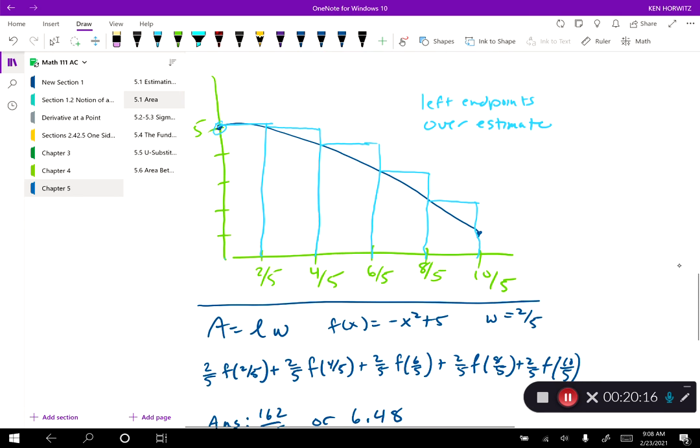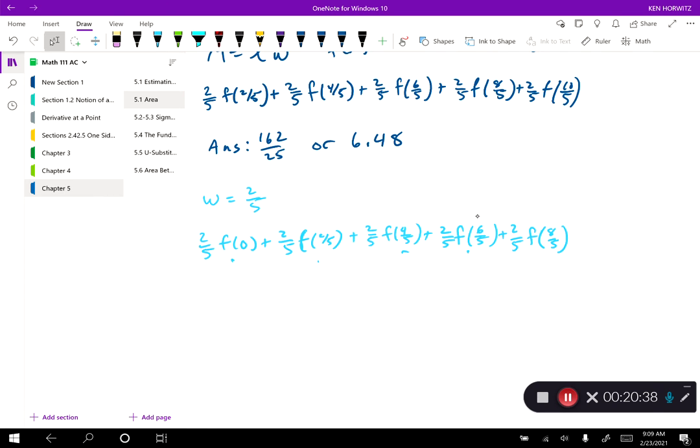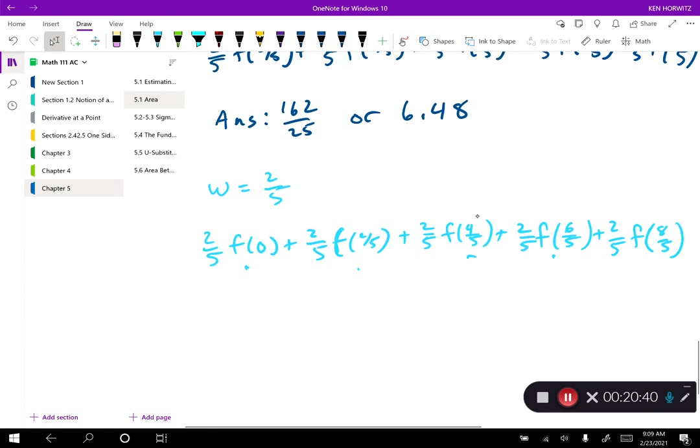Now, this is why it's really important to have your graph handy, because again, there's f of 0, there's f of 2/5, 4/5, 6/5, and 8/5. That covers 1, 2, 3, 4, all 5 rectangles. Now, this is going to be more area than we need. However, what I'd like you to do is to evaluate this statement. I'll just make it a little bit bigger, and then we'll correlate our answers on the back end.